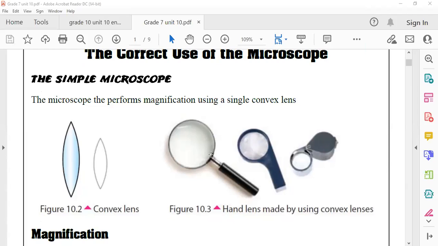Okay. Any microscope, if you take, is going to do only one thing. That one thing they do is called by this word. What is this word? Magnification. Looking larger.